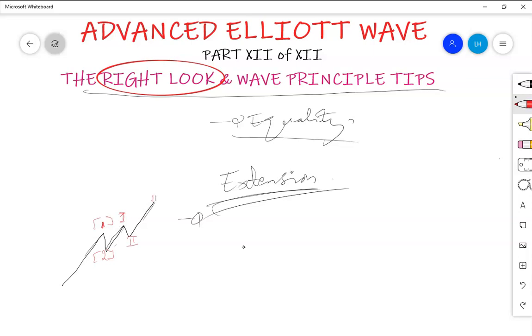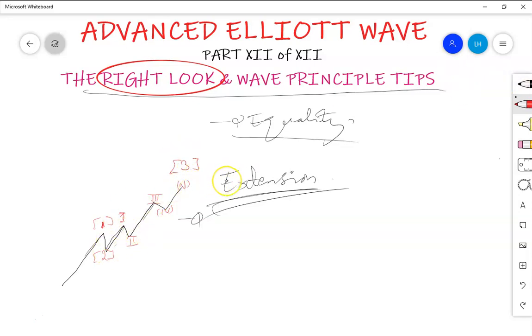This next one will be 3 in that particular degree. So now this is 1, 2, then 1, 2, 3. Things go on whereby we'll have 3, 4, 5. Now we have the 4th, then we have the 5th at the top. The completion of those internal 1, 2, 3, 4, 5 will be the completion of the higher degree third wave.